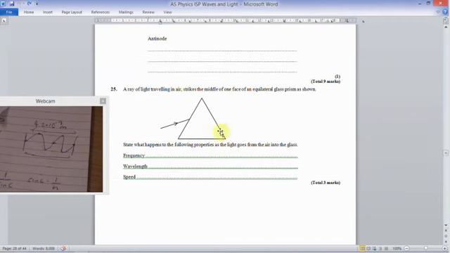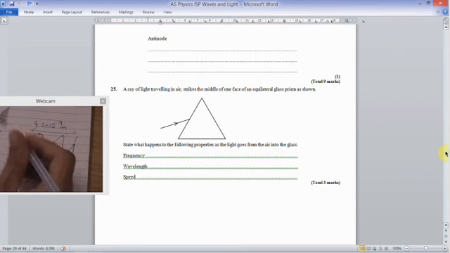A ray of light strikes the middle surface of a plate of equilateral glass. State what happens to the properties of light as it goes through glass. You just need to know these. The speed is going to reduce as it goes into glass. You also know that the colours of light are in there, and it's frequency that tells us the colour. So frequency must stay the same, and the wavelength must change.